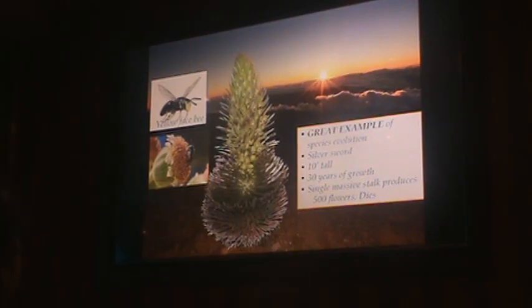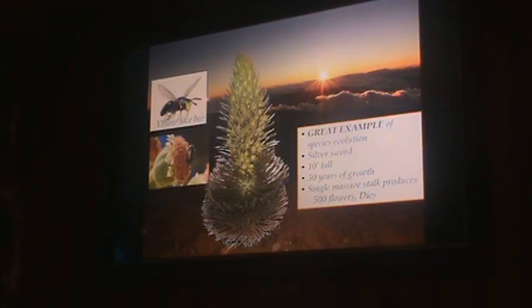It goes through, it lives for about 30 years. It's kind of like the yucca that we have in California. And it's going to grow, it's going to flower, and then it's going to die. These plants, silver sword, cannot live without the yellow-faced honeybee. And they have evolved together to be unique.